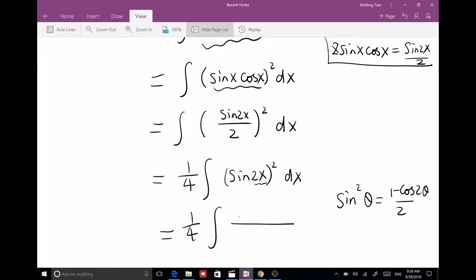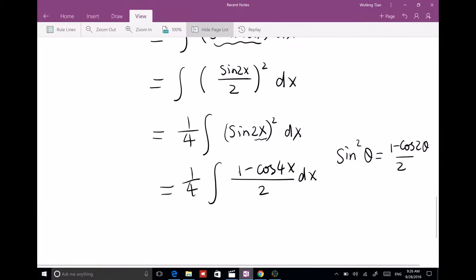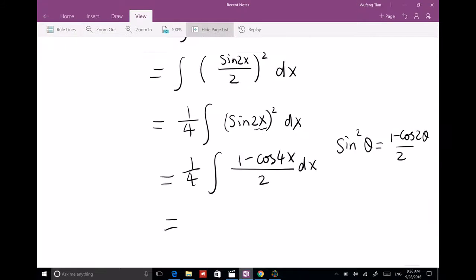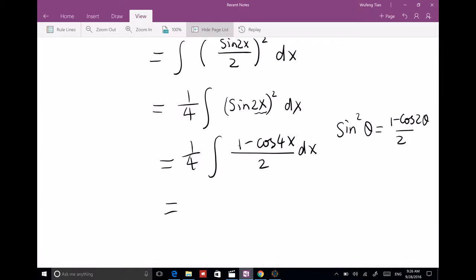The 2x together, the theta. It's 1 minus cosine 4x. Very good. It's 1 minus cosine 4x over 2 and dx. Okay. So then we don't have any power. We just have a simple trigonometry function here.